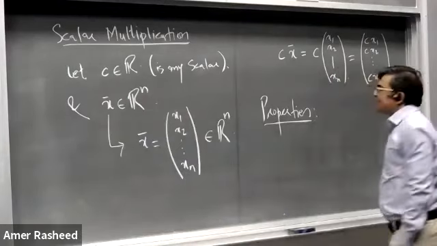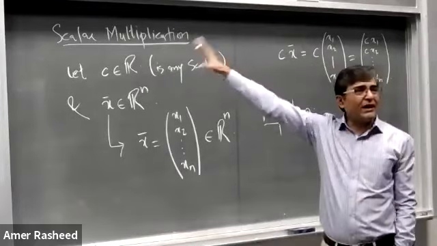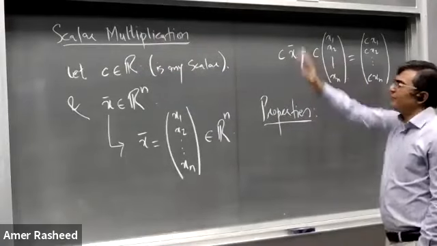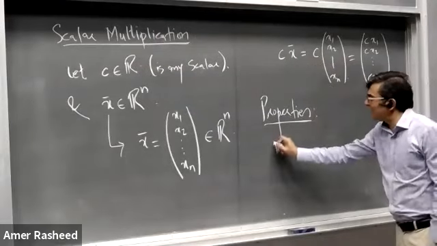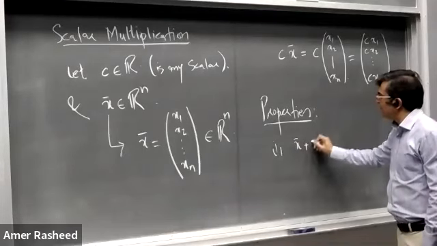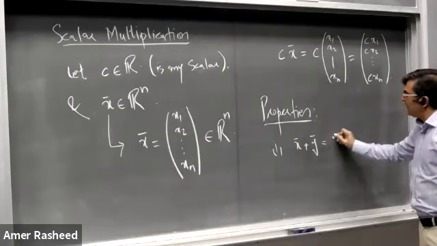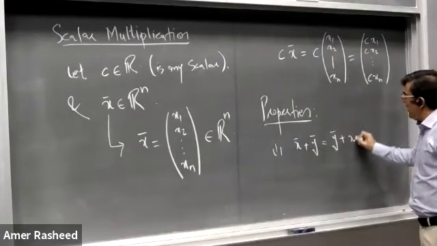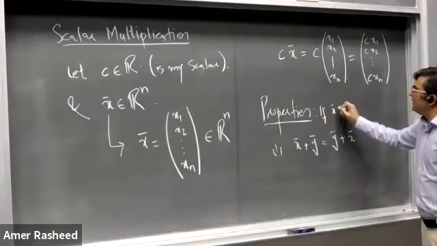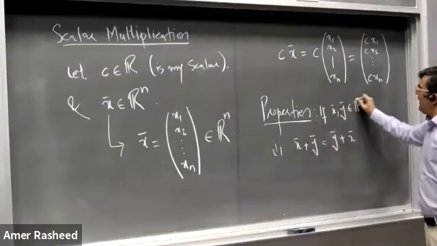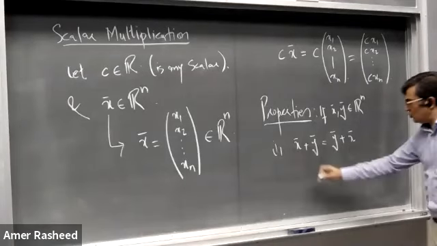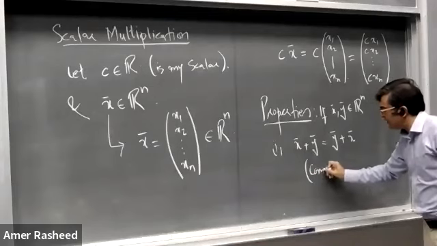Now, other properties, these are two basic operations. These are not properties. Okay, basic operations defined on Euclidean space. Now, the first property is that for any two vectors x and y, x plus y is equal to y plus x. Means they are commutative. If x, y belong to Rn, then x plus y is equal to y plus x. We call it the commutative property.